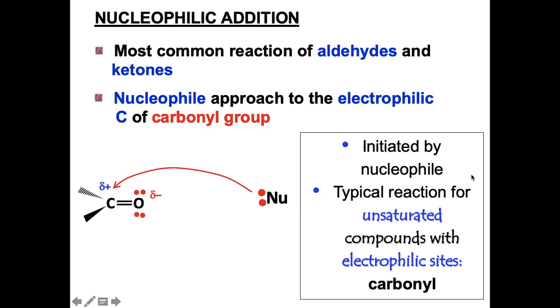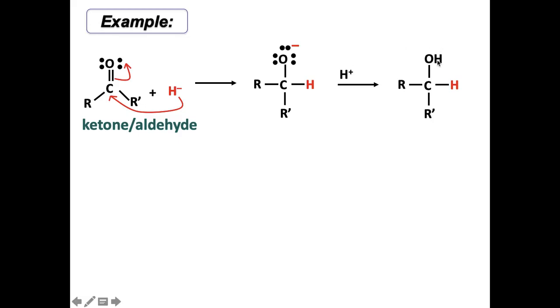Initiated by nucleophile, typical reaction for unsaturated compounds with electrophilic sites. So our electrophile is C, electron deficient species. We have H- as a nucleophile. It will attack C as electrophile because C here is electron deficient species, O here is electron rich species, so our nucleophile will attack the electrophilic site and it will form alcohol.